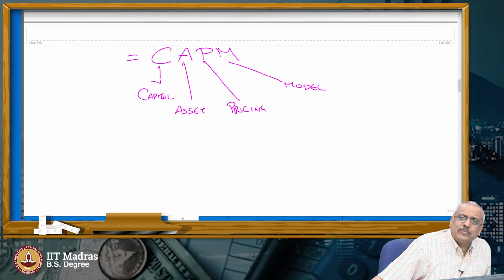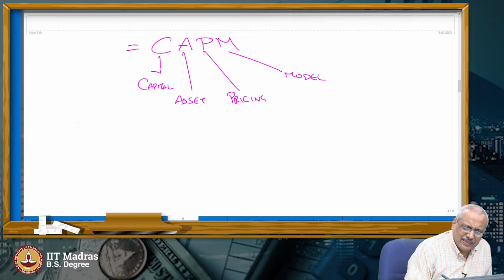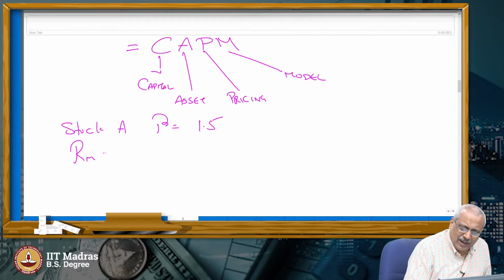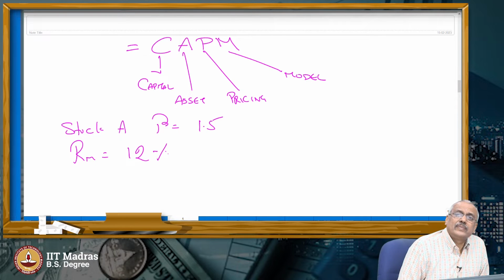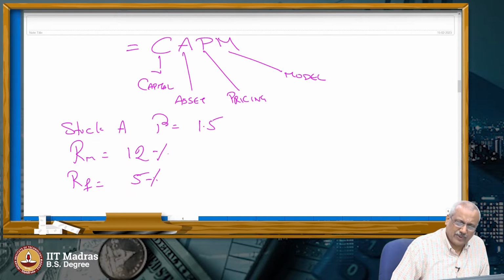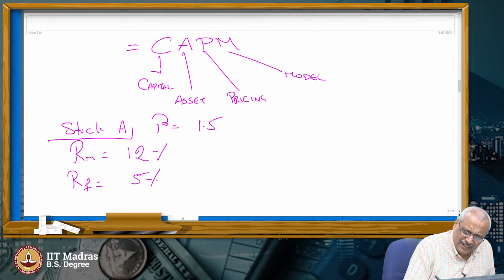Let me take a couple of examples. Imagine investing in stock A. Now, the beta of stock A is, let us say, 1.5. The return of the market, let us say, is 12%. My risk free rate, investing in a government bond, is 5%. Now, what is the expected return of stock A?